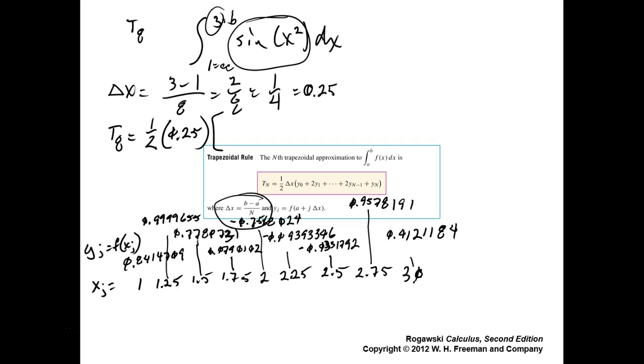I don't know. But anyway, when you get all those values done, then you do the trapezoid rule for 8, which would be 1/2, which is 0.5, times 0.25, times the sum of 1 times the first value, plus 2 times each of the middle values, plus 1 times the last one. End it. And that should give you the right answer. Okay.